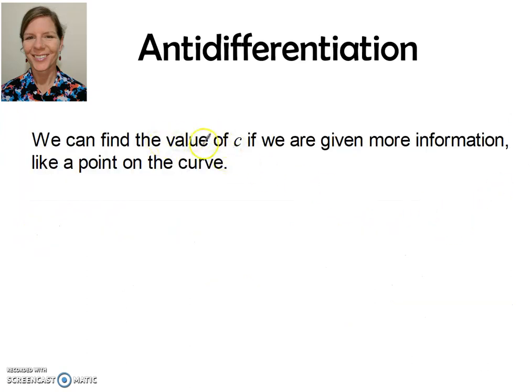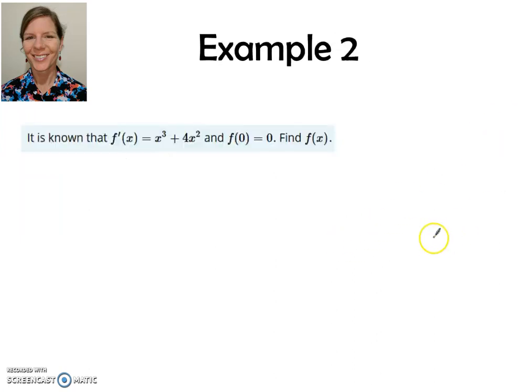Okay, so we can actually find the value of c if we give more information, such as a point on the curve. So similar to when we have y equals mx plus c for linear equations, if I give you the gradient and then I give you a point on that line, you can find c. So it works exactly the same way. So let's have a look here.